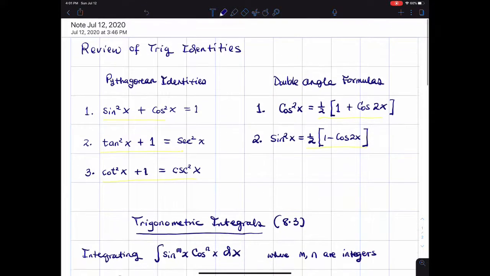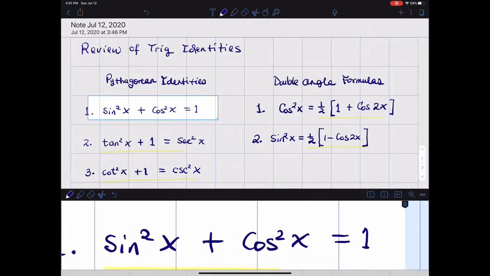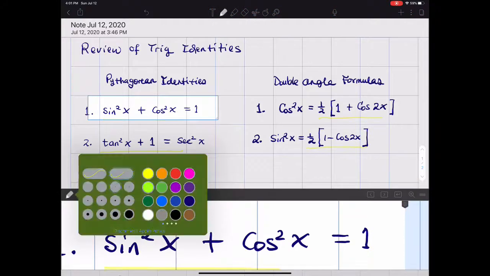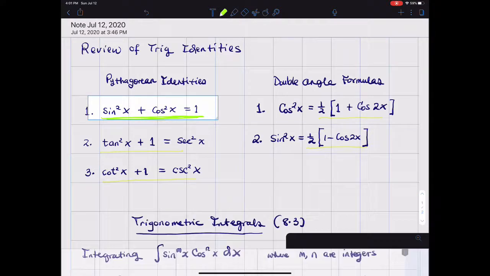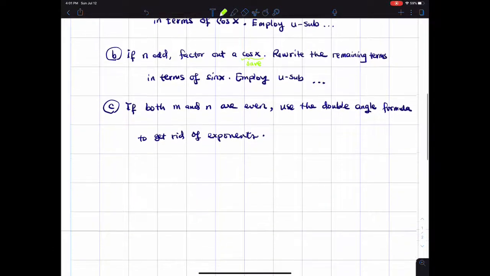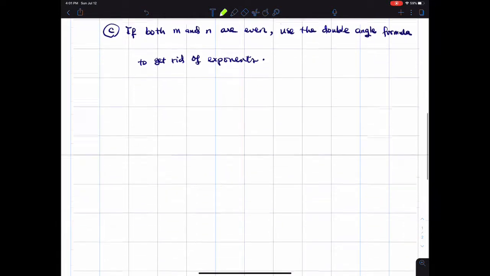All right, so we're going to do some examples, and those examples are going to really make use of this trig identity right here. Sine squared x plus cosine squared x is equal to 1. Example 1.